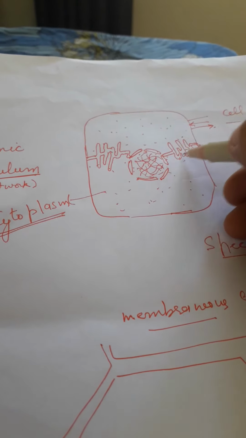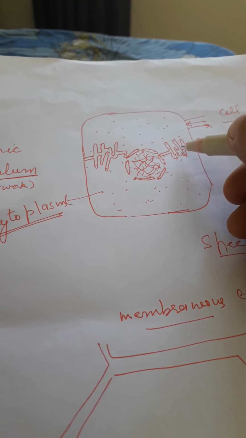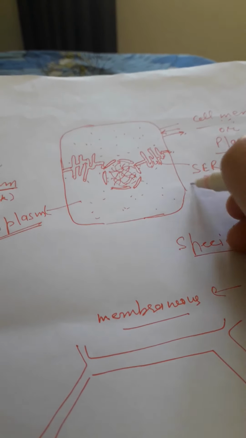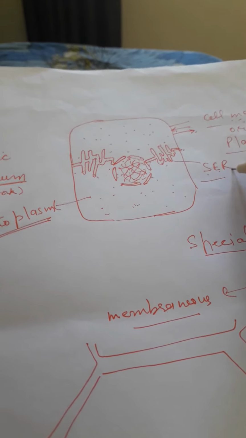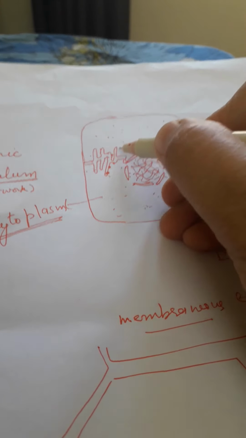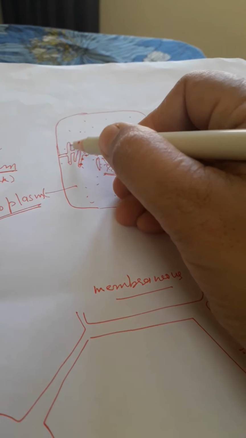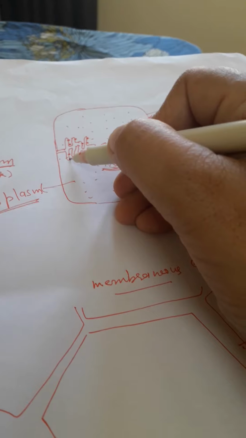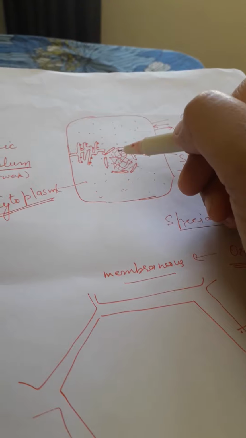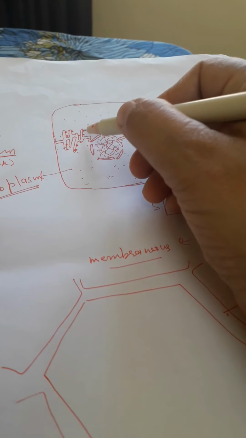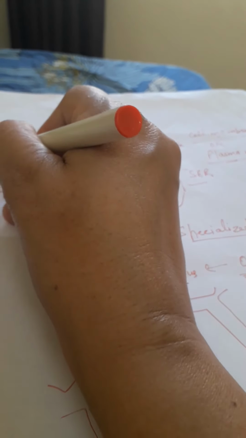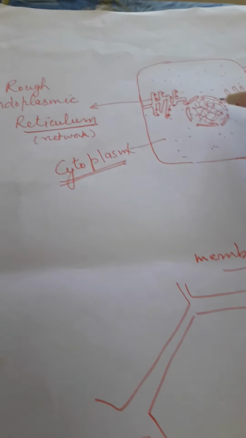One form is plain, without any attachment of other organelles, and it is known as smooth endoplasmic reticulum, SER. Sometimes it has some granules attached on its surface. These granules are ribosomes, another type of organelle which helps in protein synthesis. If ribosomes are attached on its surface, it is known as rough endoplasmic reticulum. So here we have drawn rough endoplasmic reticulum.